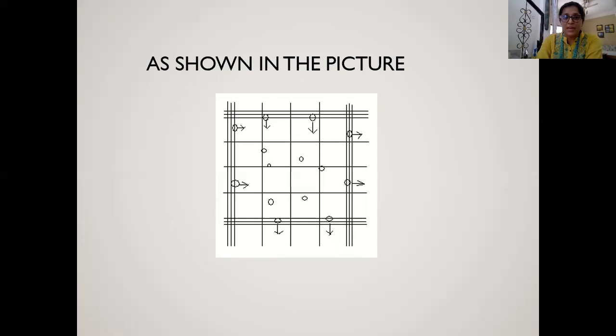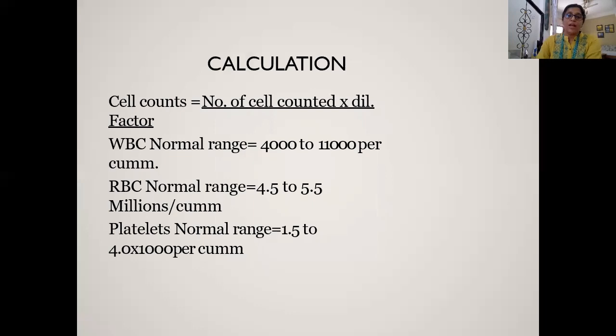I will repeat, cells present on the upper margin and on the left border are counted in the same square, whereas the cells present on the right margin or the lower margin are counted in the next square. Now, how do we perform the calculations? It is not possible to explain the calculations of all the cell counting here, but I'm trying to give you a general formula and it will be of super help.